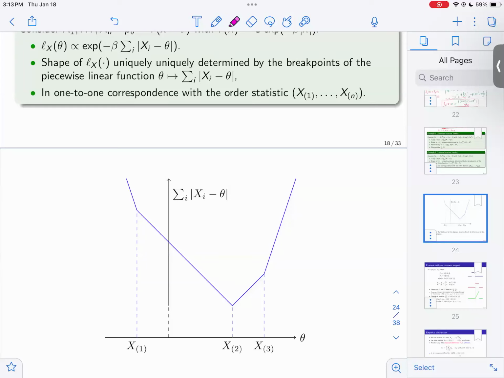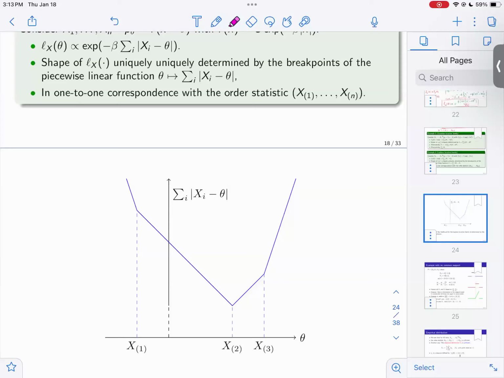The thing is, I can only recover the order statistics. I can't tell you which of the xi was the first one. I can just tell you the minimum is this, the maximum is this, the little one is that. Okay, I can recover that from this function. If you give me this shape, I can recover the order statistics.